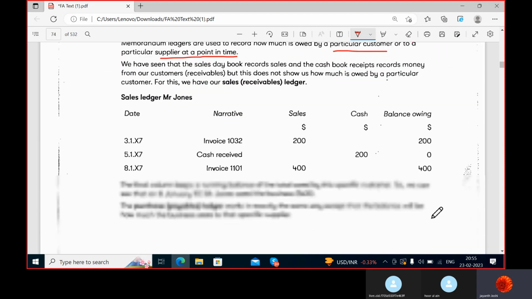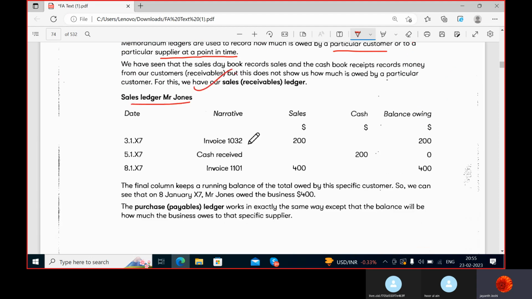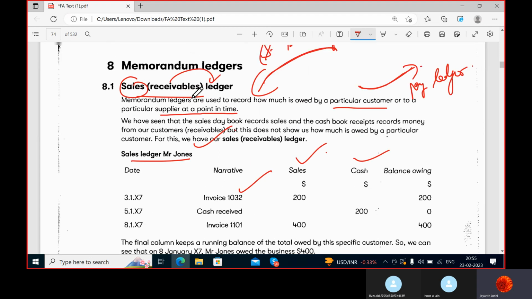So this is the sales ledger of Mr. Jones. They have shown some invoices. There are two types of things here. One is the cash sales, the cash which you will receive, and the other is the sales you make to your customer on credit basis. So what does the sales ledger of Mr. Jones show?